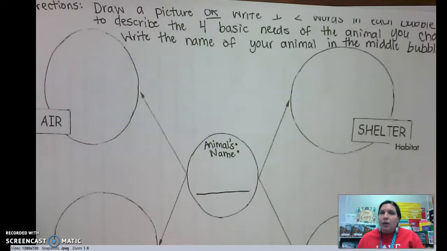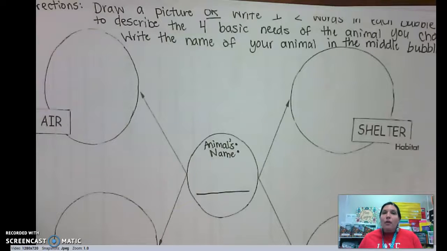Let's review really quick. The 4 basic needs of any animal are oxygen or air, water, food, also called nutrients, and the last basic need is, what is the last basic need? My mind just left me. The last basic need is shelter. That's right. Shelter, also called a habitat.